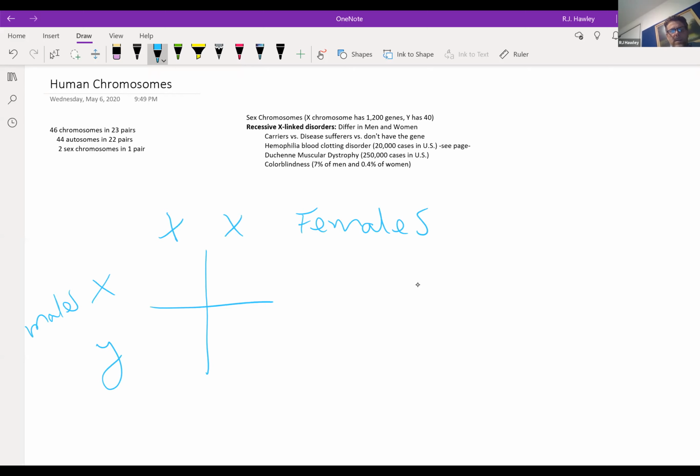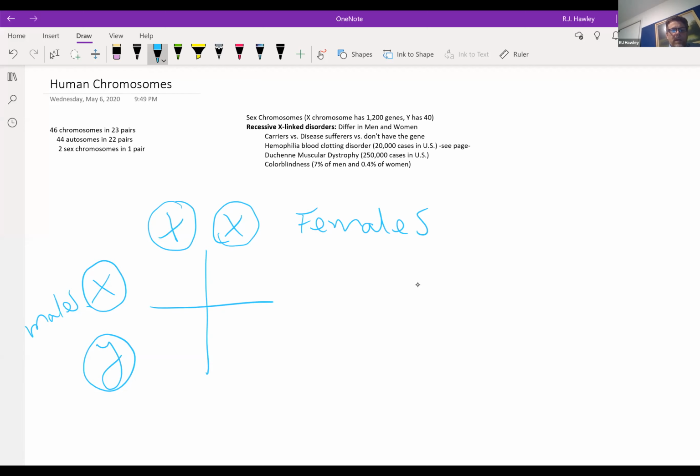So what happens is, when a female is releasing egg cells, there are two choices. Each egg cell, remember, in meiosis gets one chromosome from every pair. So an egg cell can have mom's X chromosome or mom's dad's X chromosome, right? In males, every sperm cell can have either dad's mom's X chromosome or dad's Y chromosome.